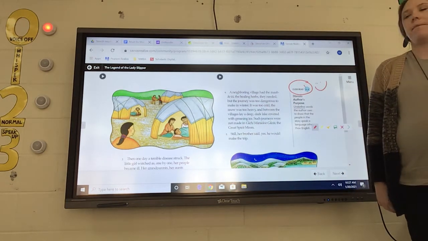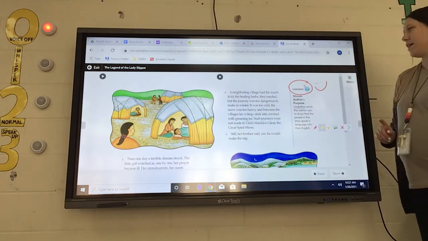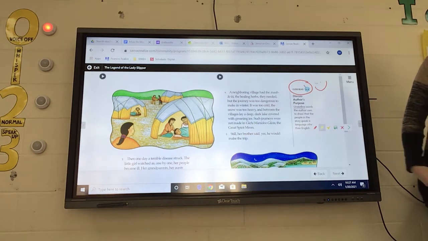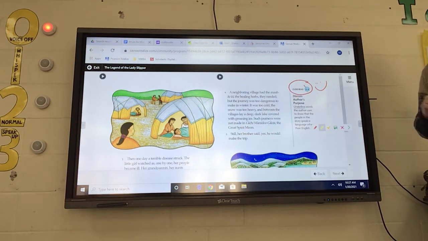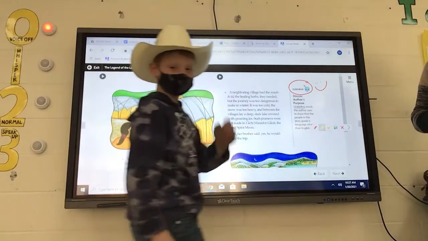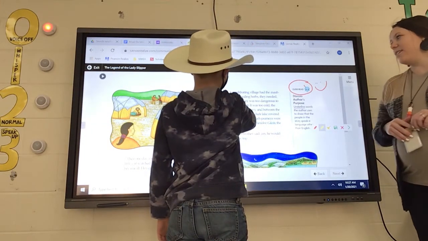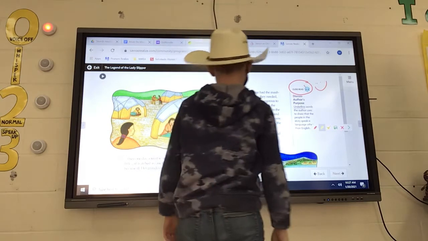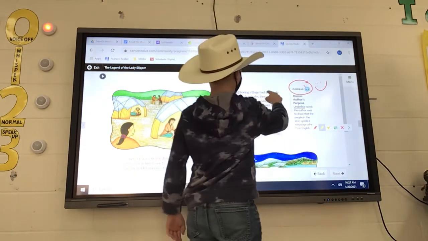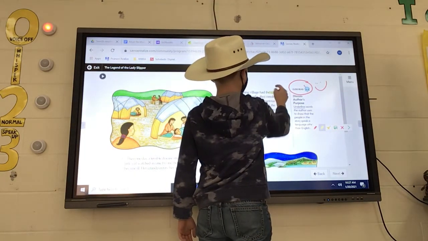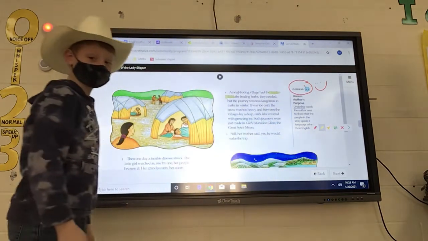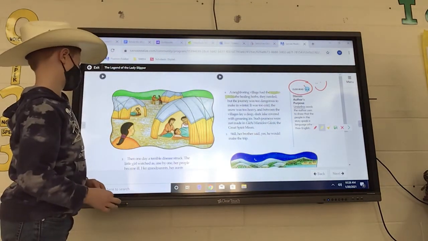Graham. Come highlight the words the author uses to show that they speak a different language. You have to wave at the camera, though, with your cowboy hat on. All right, highlight or underline. Let's highlight. Yep, perfect. The mash key. Yeah, the healing herbs they needed. Good job. Thank you. Have a seat.